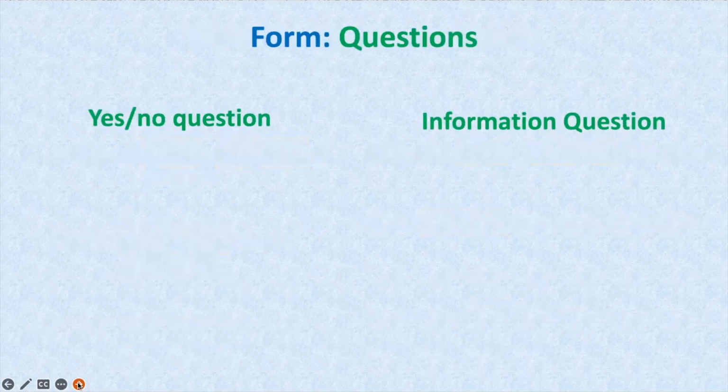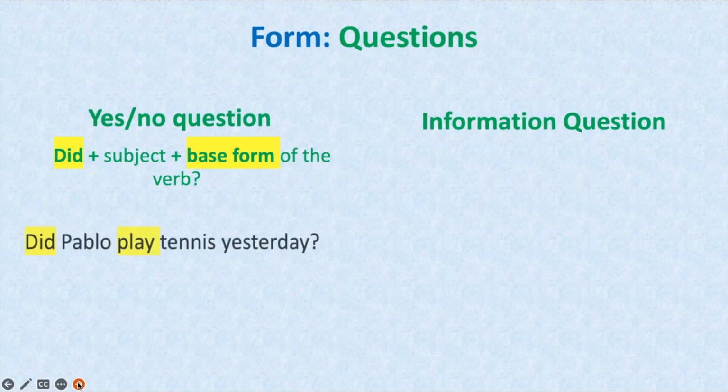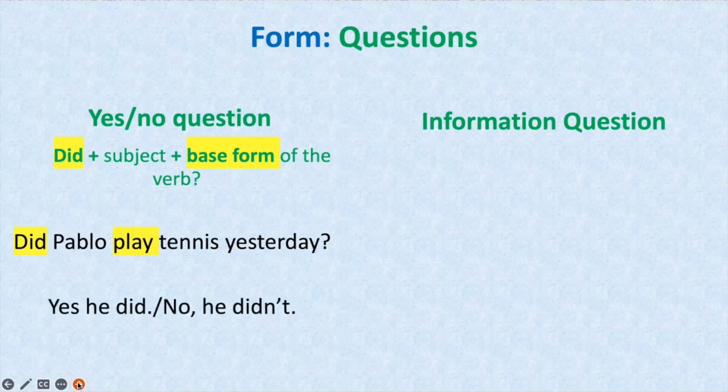Let's look at the question form. To make a yes-no question in simple past, you will start with did, then you will add the subject and the base form of the verb. For example, did Pablo play tennis yesterday? I have only two possible answers. Positive is yes, he did, or negative, no, he didn't.